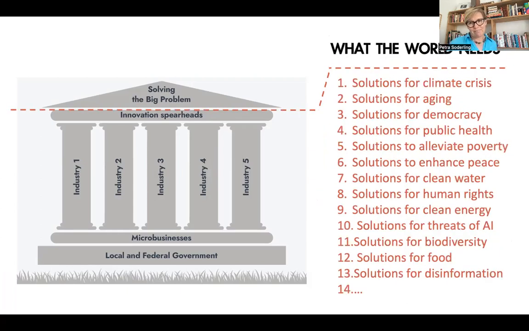So what does the world need? This is a list that anyone can come up with. The problems are endless. We have a climate crisis. We have aging populations. There are threats to democracy, public health. Poverty is still out there. We are experiencing wars, clean water issues. And then we have new threats. We have introduced artificial intelligence, which we need to address in order for it not to become a threat. Disinformation is out there, which is technology-based, and so forth. So just pick your poison.